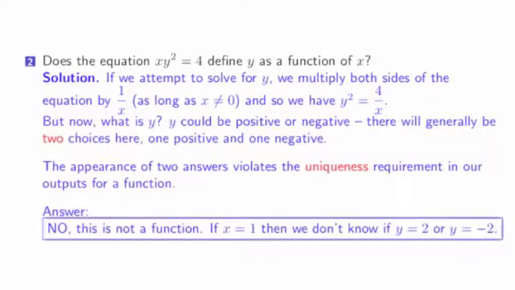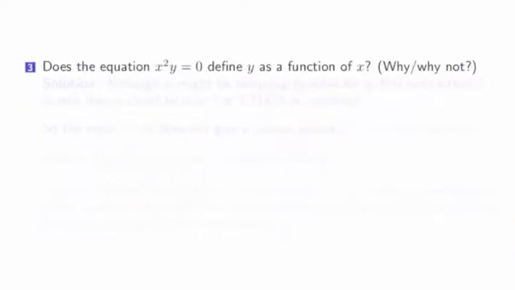So no, this is not a function. For example, if x is 1, then y squared equals 4 would allow y squared to be 4, so y could be 2 or minus 2, and we don't know which output to choose. Not a function.